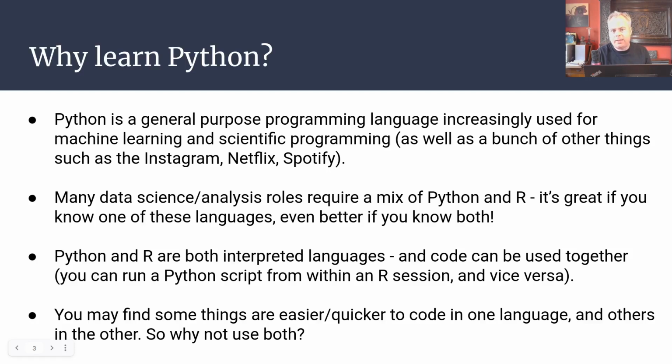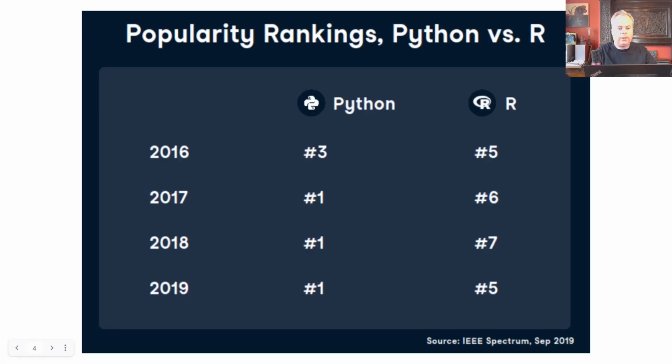You might find that some tasks are easier to accomplish in Python, others are easier to accomplish in R. So you can mix and match and build a workflow that uses both of these languages depending on what you find easiest for the task at hand. So really, why not use both and take advantage of the relative strengths of each of the languages and use them in conjunction with each other.